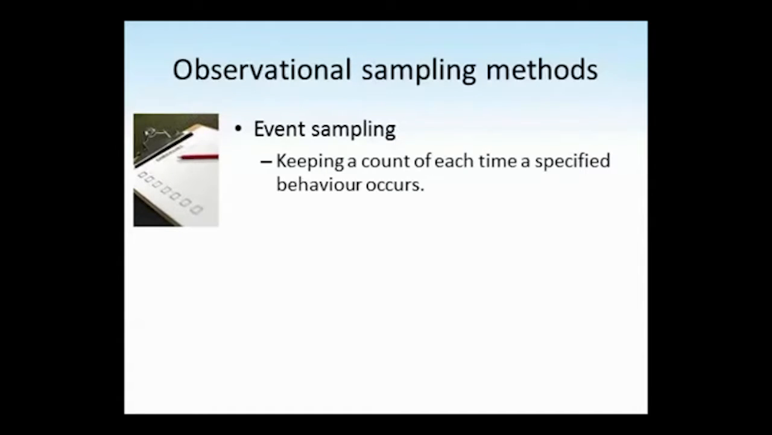One is called event sampling. So what we would do here is keep a count each time a specified behaviour occurs. So we might have a checklist of behaviours that we're looking for. In the aggression example, we could have kicking, punching, biting on our checklist. Every time we see that child carrying out one of those behaviours, we keep a tally of that. Okay, so that's event sampling.